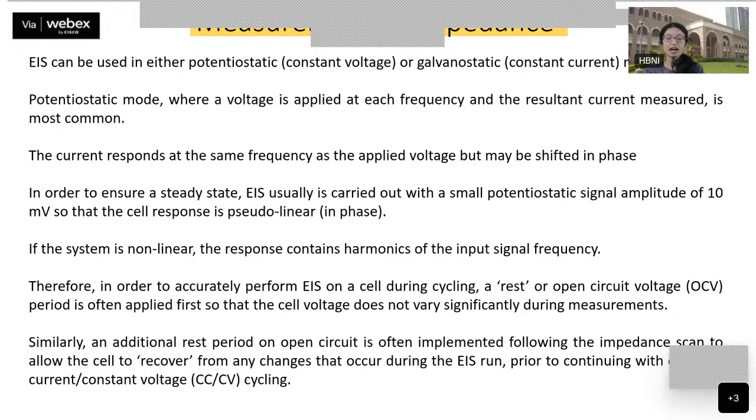Additionally, another rest period should be given after the cell has already acted on this particular alternating signal. When you are asking it to record again, you must give another rest time, because you must allow the cell to recover from whatever dynamic processes it has undergone due to the perturbation which you have provided on the cell. That is very important. So the rest period is very important.